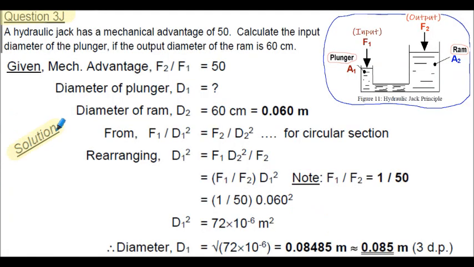3J, here's the full worked solution. I'm going to let you review this at your own pace. Just notice in the question we're actually given the mechanical advantage this time, the MA. That's F2 divided by F1. It has a value of 50.